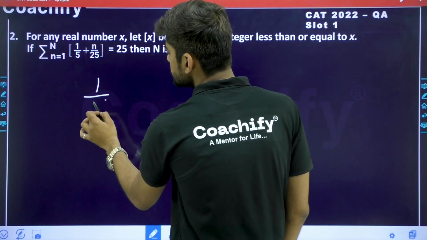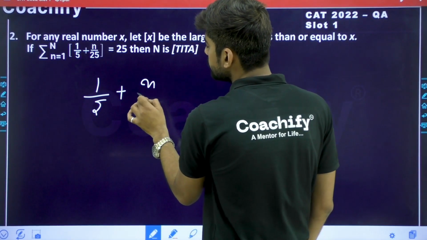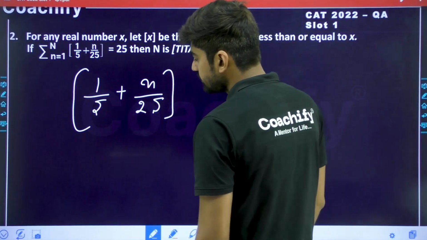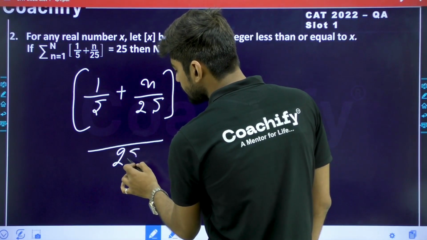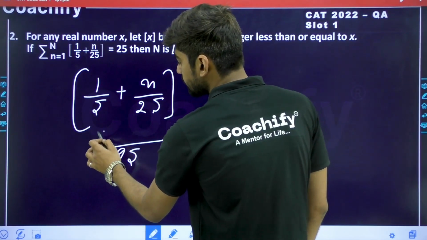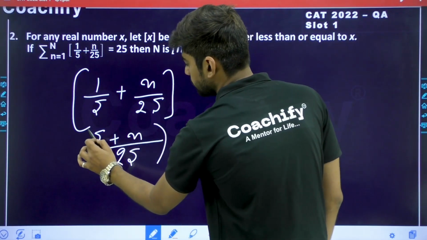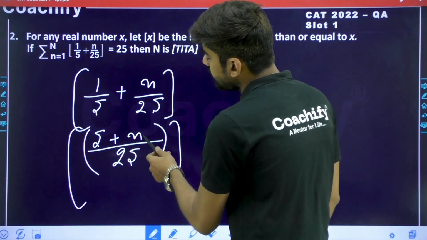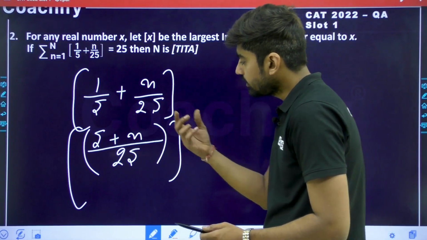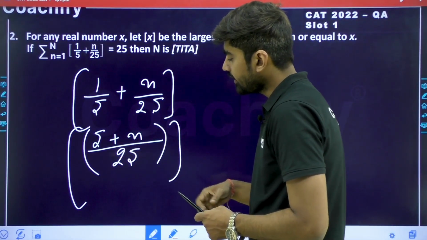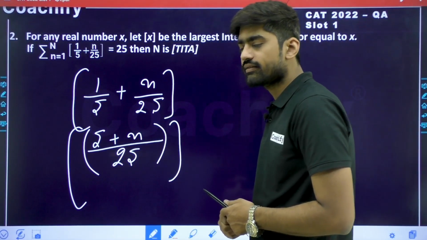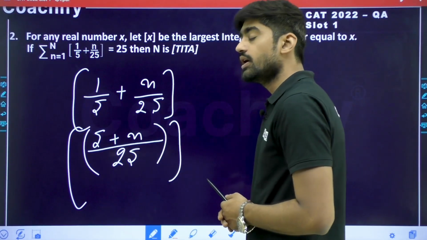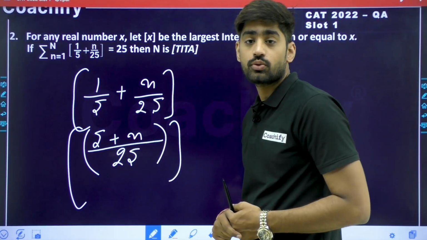So what I can do is, the expression is 1 upon 5 plus n upon 25, and this is given in greatest integer. So I can take my LCM as 25. This is coming out as 5, and this is nothing but n. So if I put the value of n equals 20, my numerator becomes 25, and 25 divided by 25 becomes 1. It will give me the output equal to 1 when n is equal to 20.